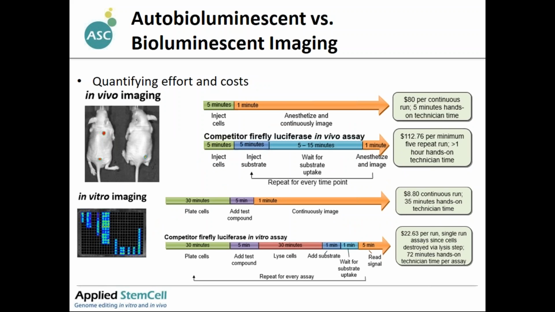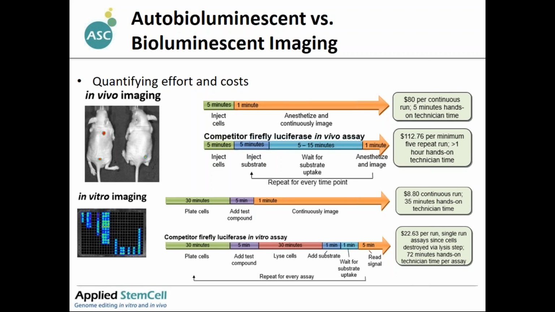So we looked at how much it would actually save us to use autobioluminescence. The numbers shown up here could change based on your institution and how much your technician is being paid. But in general, based on our calculation, I've seen maybe a 30 to 40% savings in cost because of getting rid of substrate and reduced hands-on time from your technician.